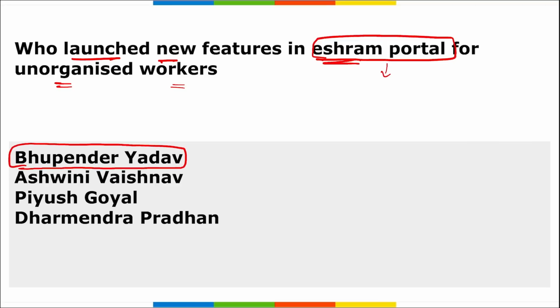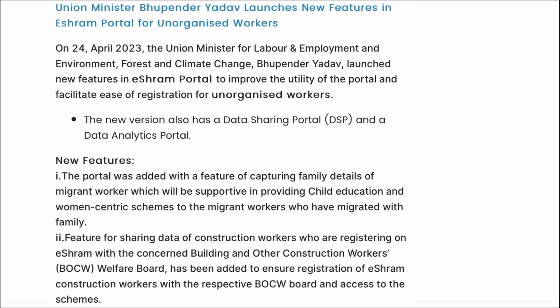The portal was also added with the feature of capturing family details of migrant workers, which will be supportive in providing child education and women-centric schemes to the migrant workers who have migrated with family. The main feature will enable the Ishram registered workers to connect with employment opportunities, various skilling opportunities, job opportunities, various pension schemes, and various other schemes launched by the state or the central government. So these are some new features of the Ishram portal for unorganized workers that were launched by Bhupendra Yadav. And if the name of the ministry is asked, it is the Ministry of Labour, Employment and Environment, Forest and Climate Change.